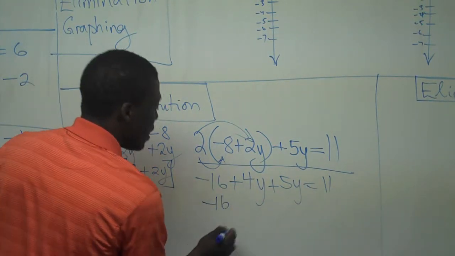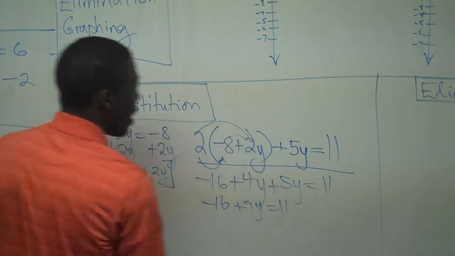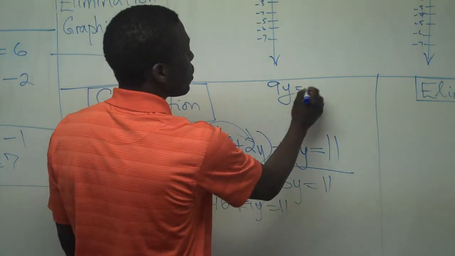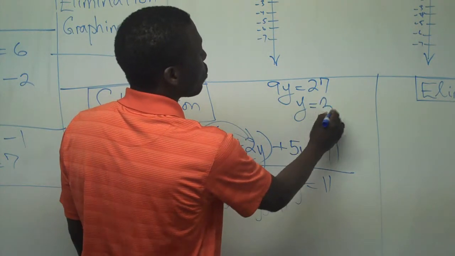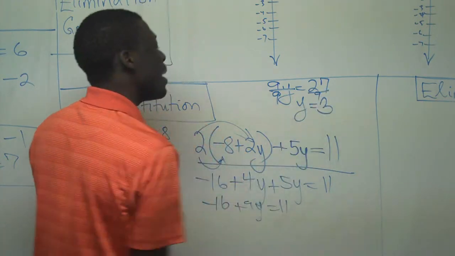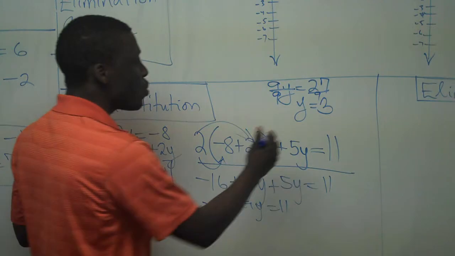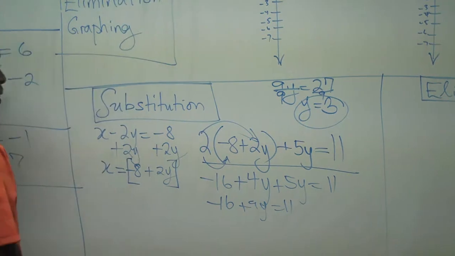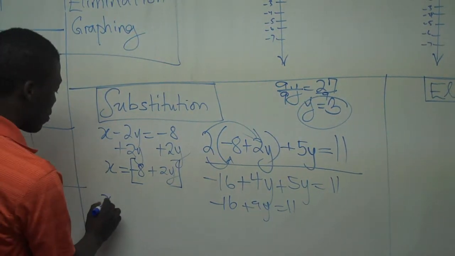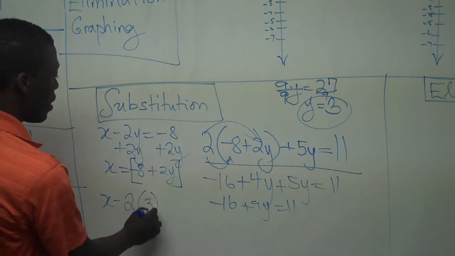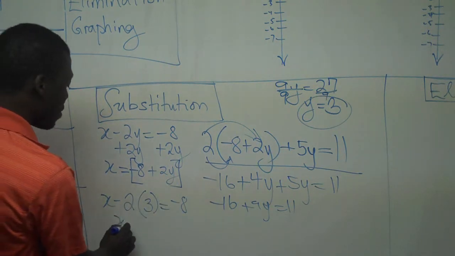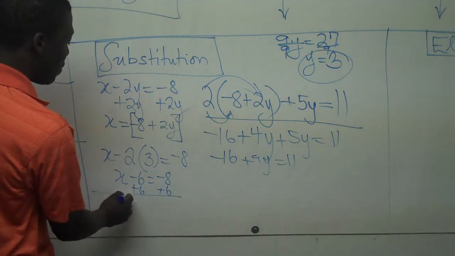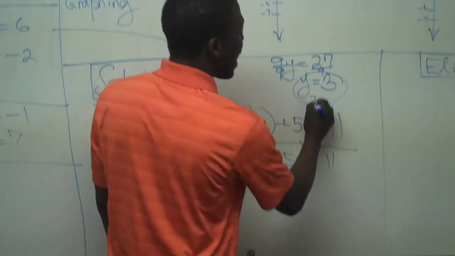So negative 16 plus 9y is equal to 11. You add 16 to both sides, so we get 9y is equal to 27. So y is equal to 3, because we divide both sides by 9. We have solved for y, but we don't know what x is. So we take y is equal to 3 and plug it back into one of our equations. We have x minus 2 times 3 is equal to negative 8, and so x minus 6 is equal to negative 8. So what is x? You add 6 to both sides. x is equal to negative 2.